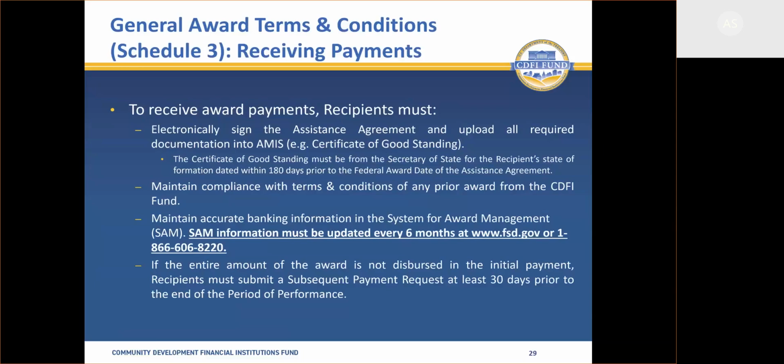And of the utmost importance, we need you to verify your information in SAM. That is a separate system from AMIS. You can have information updated in AMIS, but it is your SAM account. Probably 97% of payment issues that we have is because the SAM account is not updated. So I can't stress enough, please, please, please check your SAM information and make sure that it is updated, or your payments will be delayed and it will be out of our hands. We cannot process the payment unless that SAM information matches what is in AMIS.